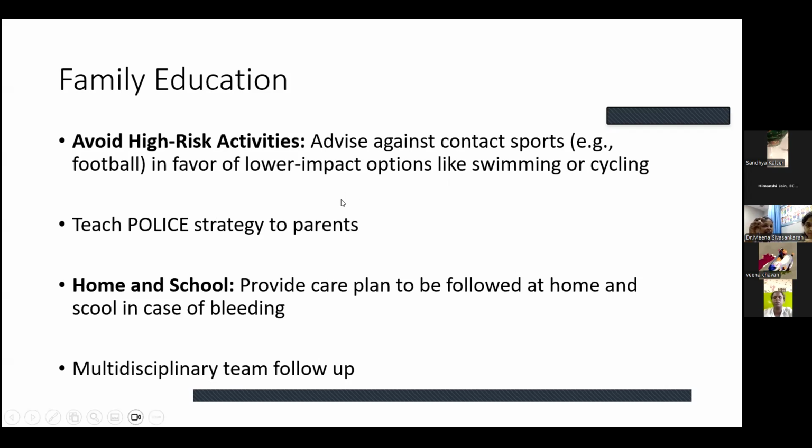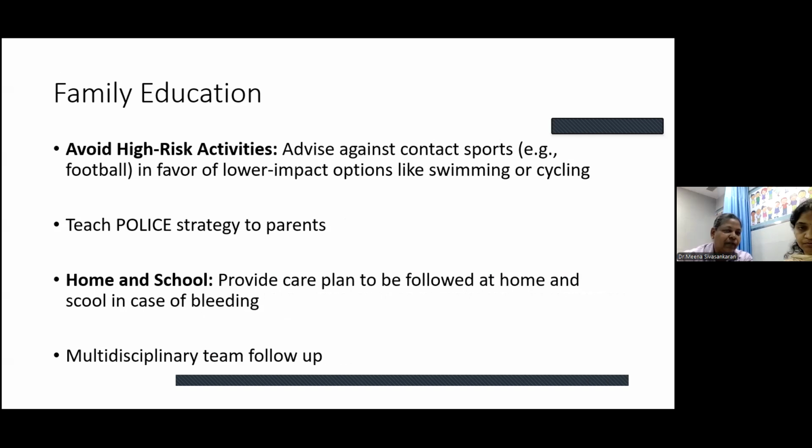Family education: avoid risky activities. Advise against contact sports in favor of lower impact options like swimming or cycling. Teach the POLICE strategy; as earlier madam told, we should follow the POLICE strategy to avoid worsening of the condition. Home and school: provide a care plan to be followed at home and in school in case of bleeding. Multidisciplinary team follow-up for early recovery.